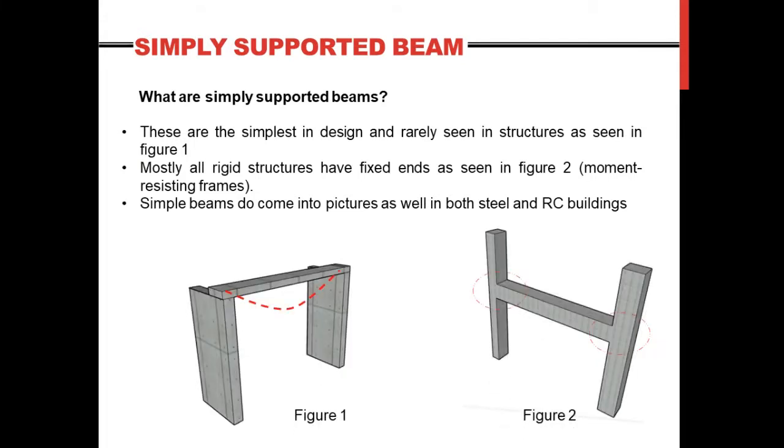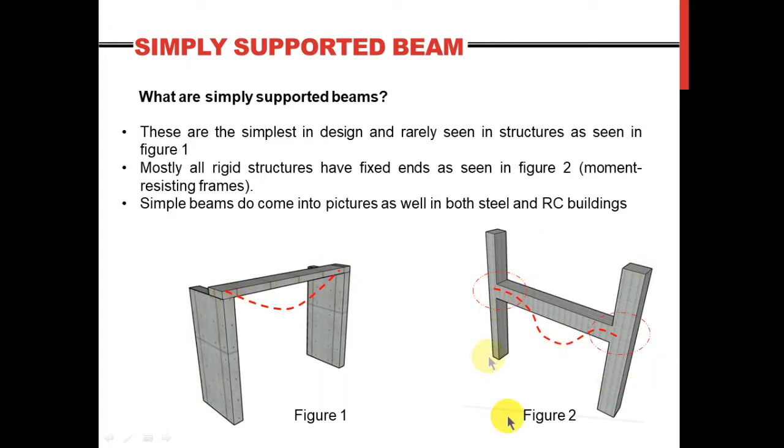And what you can tell here from figure 1 is that this beam has no rigid connections. If you look at this end and the other end, it's not rigidly connected to this column or whatever you call this. It can be a column, it can be a beam, it can be a brick wall, it can be anything. So the beam is resting on it. There's no such kind of connection.